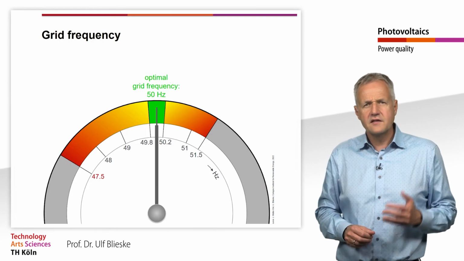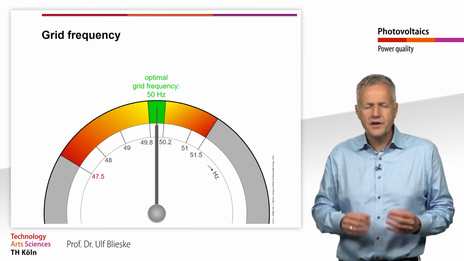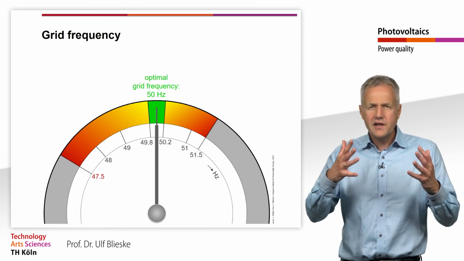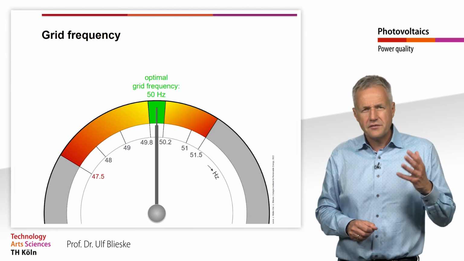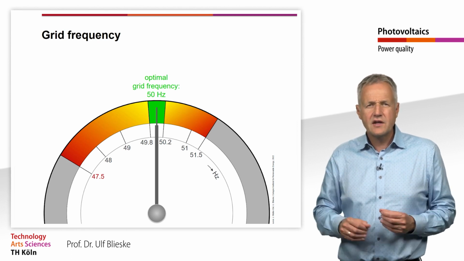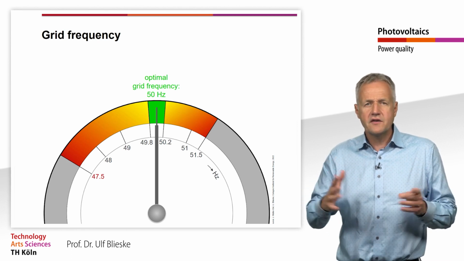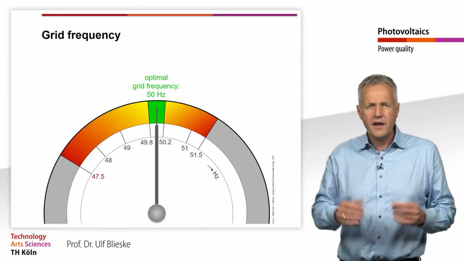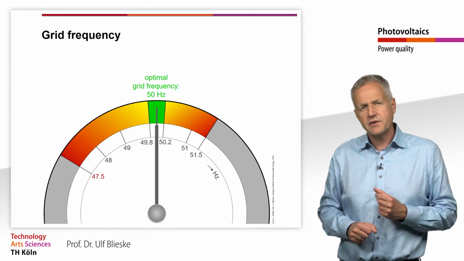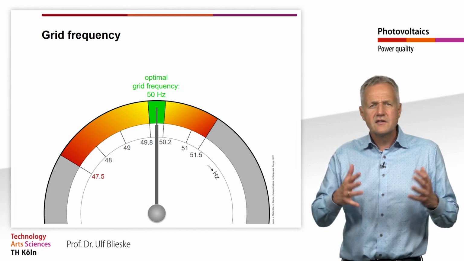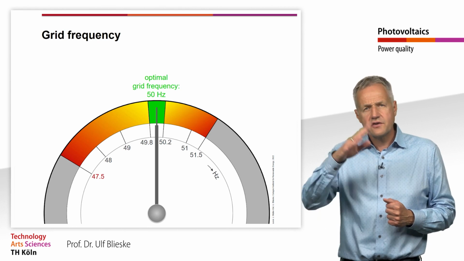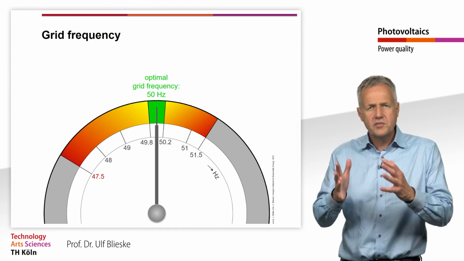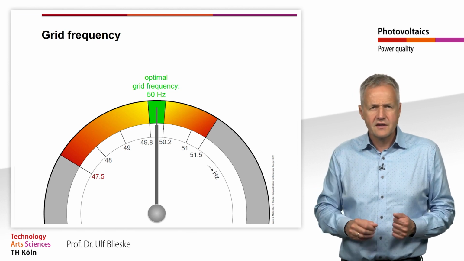Another factor that is important for the stability of the power grid is the grid frequency. In Europe, this is optimally 50 Hz. In reality, however, the frequency fluctuates slightly around this value. This has mainly to do with the thermal power plants in an electricity grid. These largely contain synchronous generators, where there is a fixed relationship between speed and grid frequency.